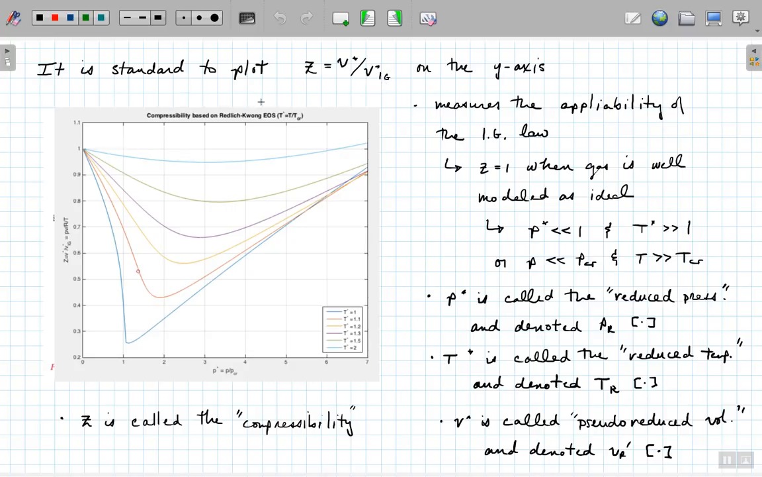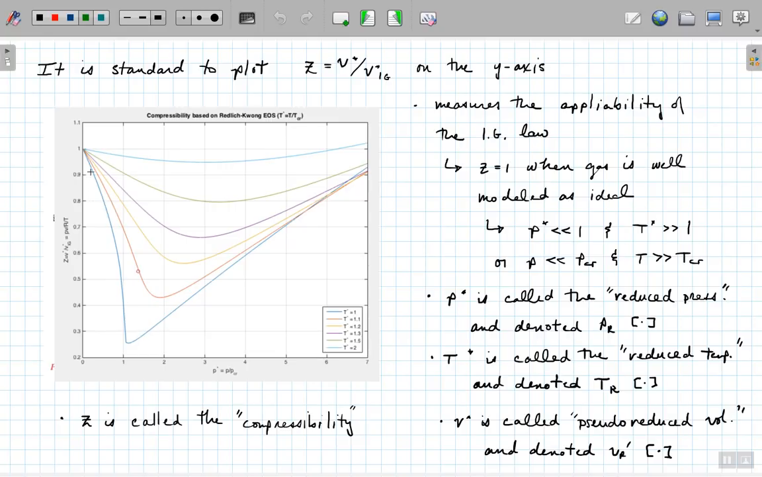So if Z is 1, this compressibility, so to speak, is 1, we have a very nice agreement between the volume and that predicted by the ideal gas law. And what we can see by looking at this is that if the pressures are low enough, we're really close to 1 over here. But at different temperatures, especially lower temperatures, so this is a T star of 1, that would mean that we're at the critical temperature.